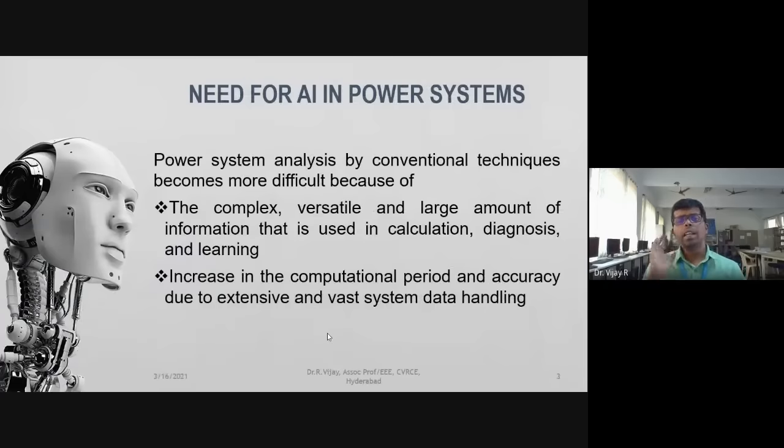Okay, so what is the need of AI? What is the need of artificial intelligence in power systems, especially? The subject power system analysis is a very difficult, somewhat complex subject, which you are studying throughout your whole BTech. Why? Because of the problems that you solve in power system analysis, for example the power flow problem. As a solution, there are methods like Gauss-Seidel, Newton-Raphson, and fast decoupled.